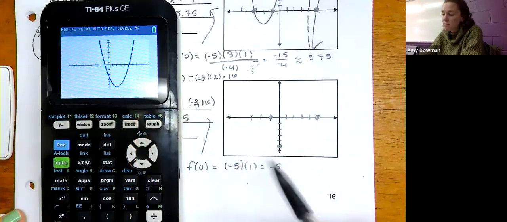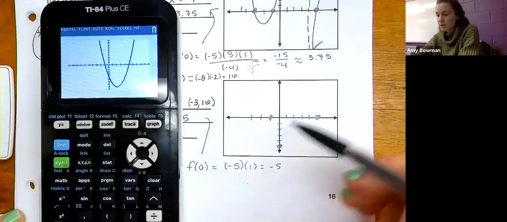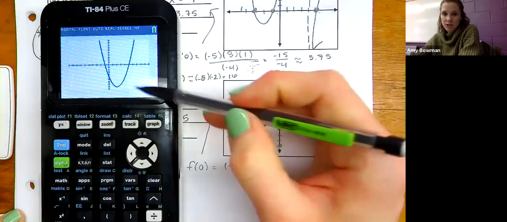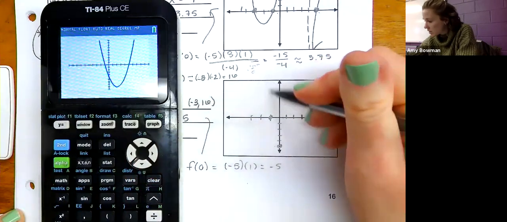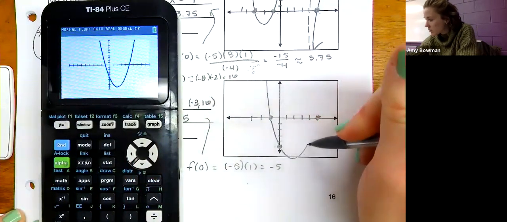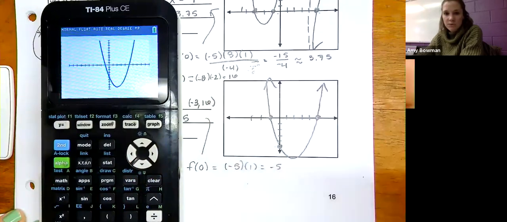So plug it in, graph it. And this ends up being a parabola. I'm just matching it up, making sure these points make sense, and then I would sketch in the graph according to my calculator. So we've got a parabola there.